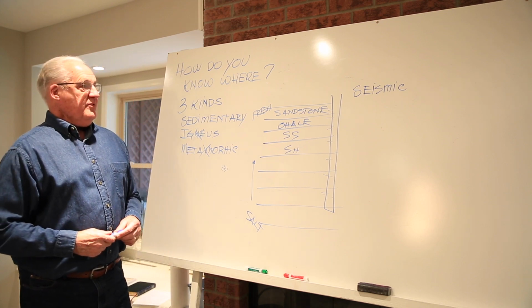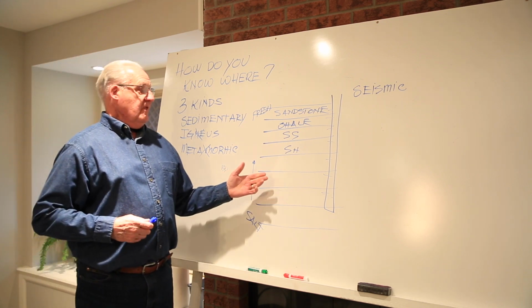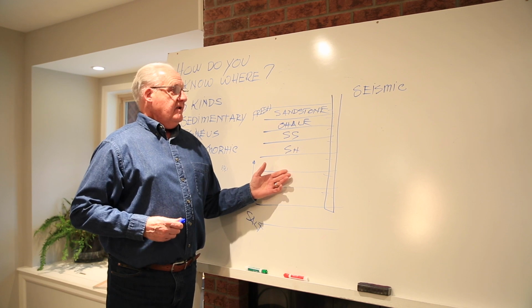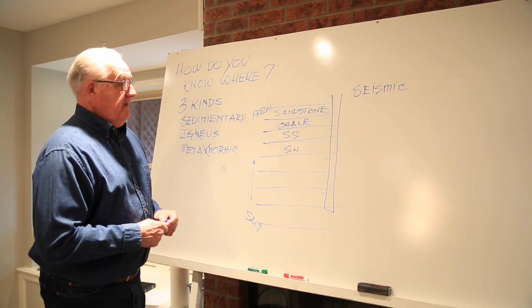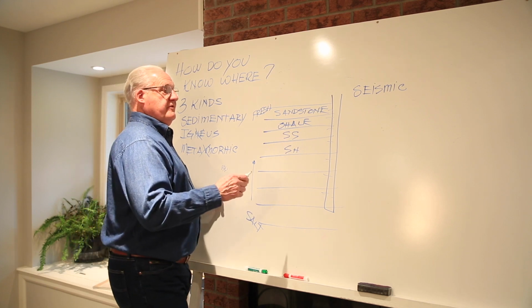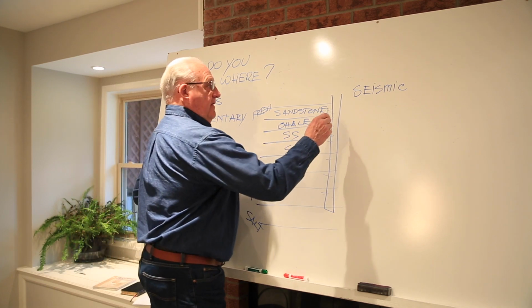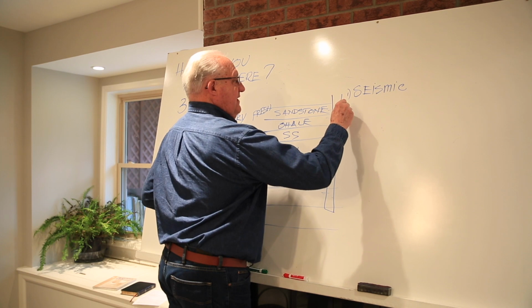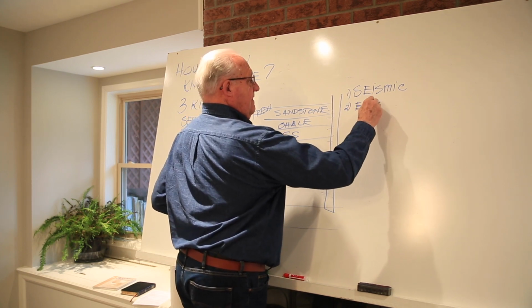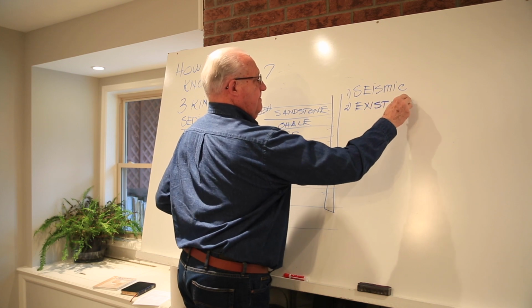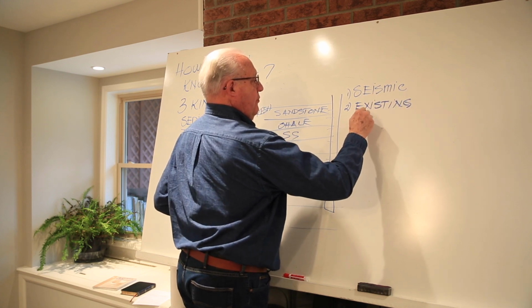So the second thing is find out where any drilling has taken place in a particular location. Now, one of the costs of producing oil is you have to drill a lot of wells, and they may not produce anything. They're expensive. They're called dry holes or dusters. So, number one, you got seismic. Number two, you have existing wells or boreholes.